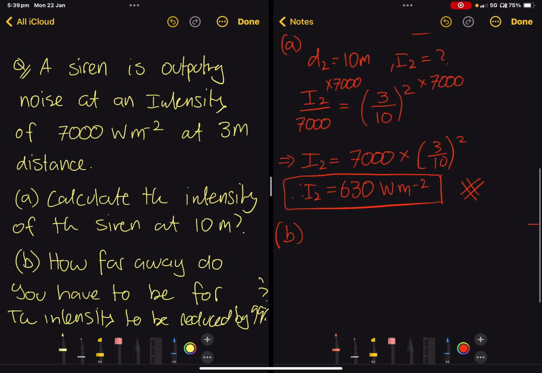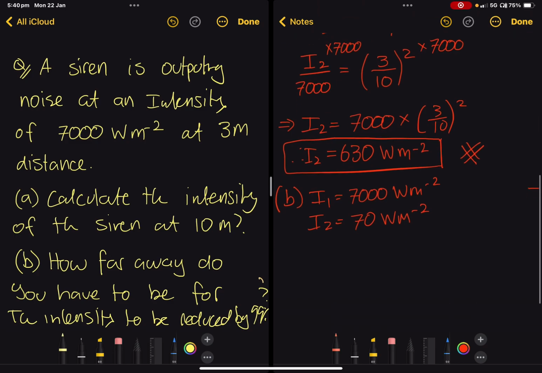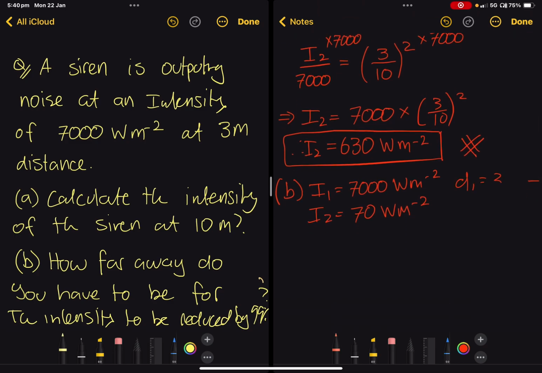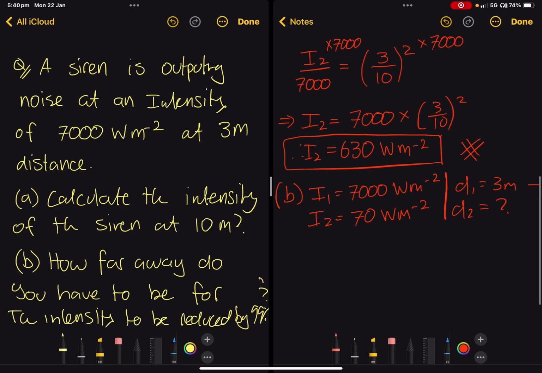Now in part B, we are asked how far away do you have to be for the intensity to be reduced by 99%. Initially the intensity was 7,000 watts per square meter. In order for this to be reduced by 99%, intensity 2 has to be 70 watts per square meter. We know that distance 1 was 3 meters, and now distance 2 is our unknown. So this is what we're going to try and find. We'll use our formula, and we'll be very careful when we're plugging these in that we get the order right.